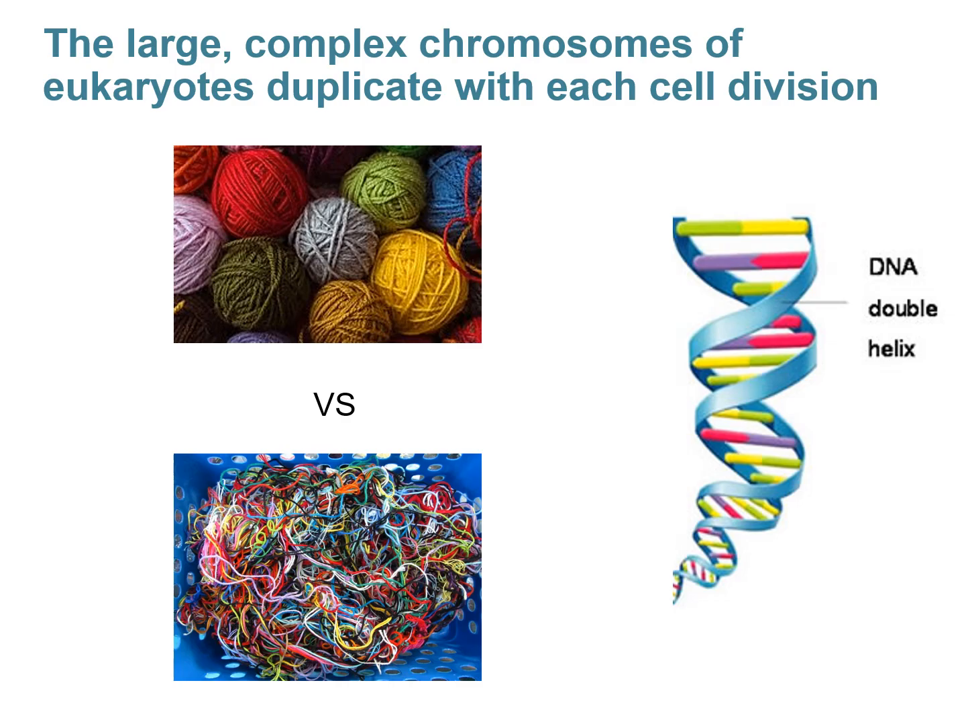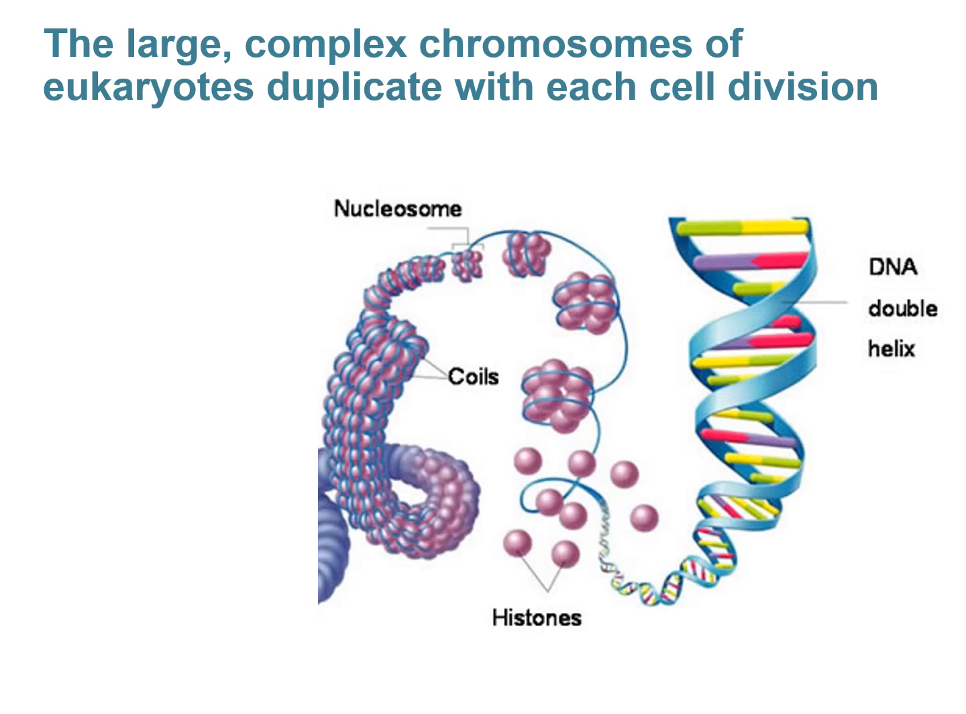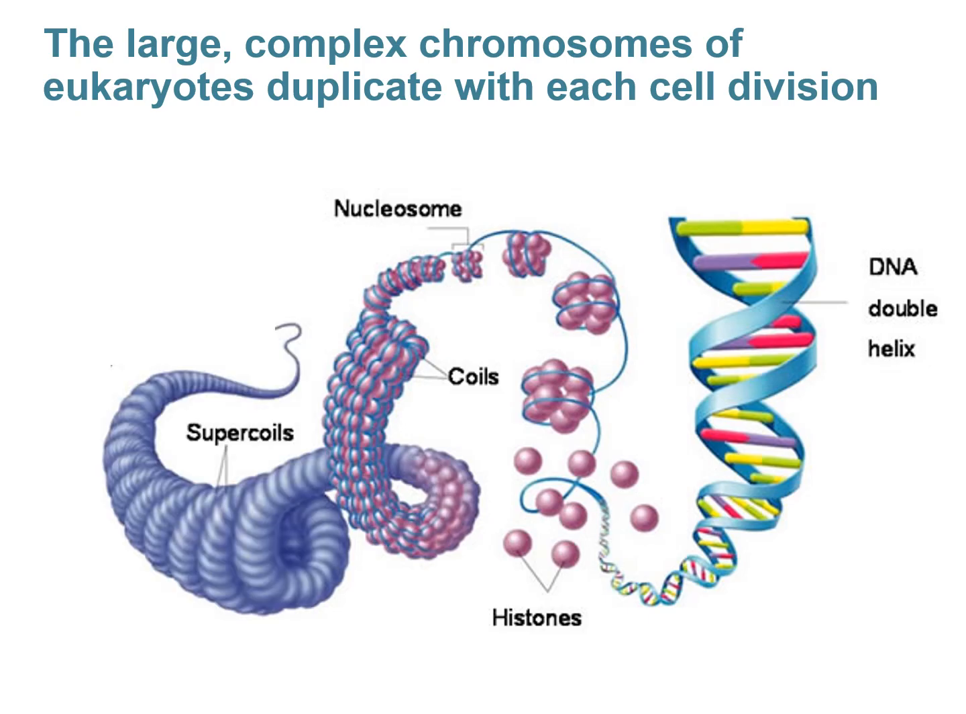Your DNA is going to be wrapped around proteins called histones, and those histones will be wrapped into coils. Those coils will further coil into supercoils. And these supercoiled materials are what we call chromatin. So DNA itself is just the nucleotide double helix, but chromatin is packed DNA wrapped around histones.